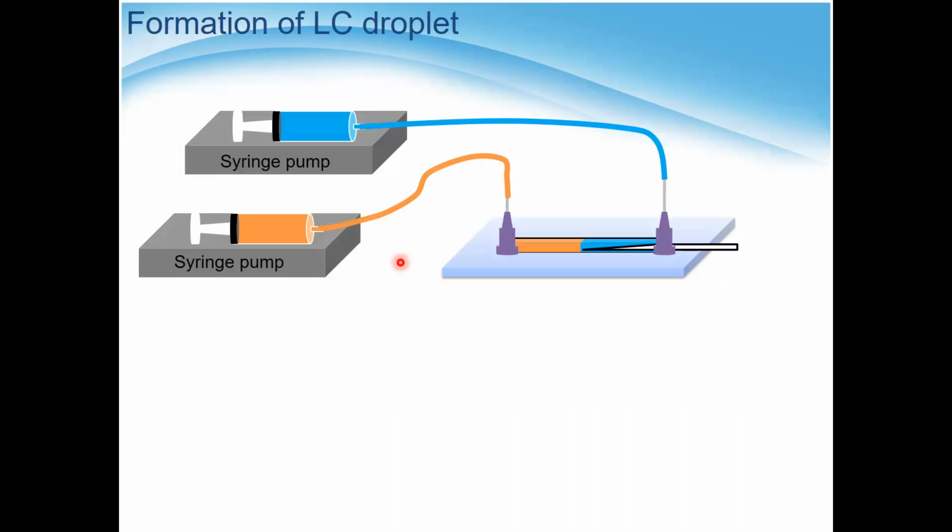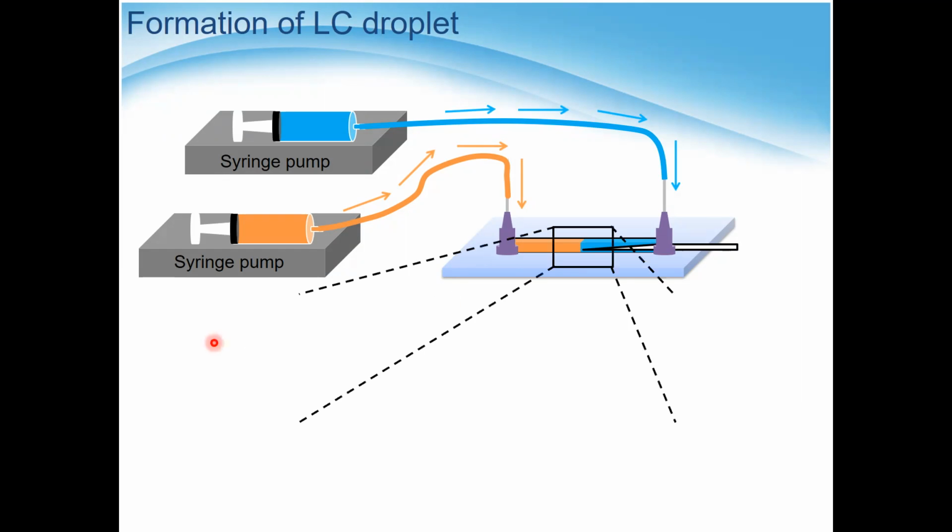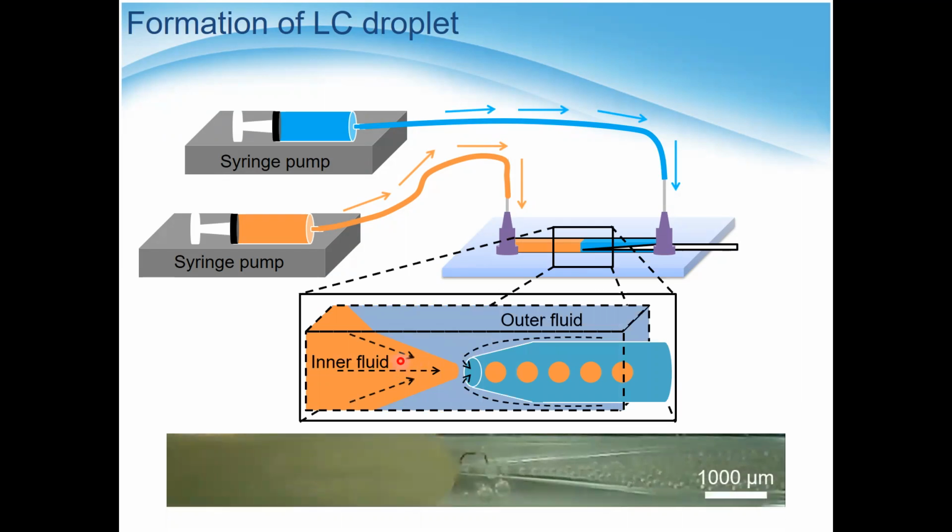So first, we prepare the droplet by using the microfluidic device. In the microfluidic device, the inner and outer fluids were introduced into the thin capillary. And what happened inside here is the inner fluid and outer fluid counter-propagating to hit here. And then due to the shear force applied to the inner fluid, the droplets were generated and collected inside the capillary. And you could see this image.